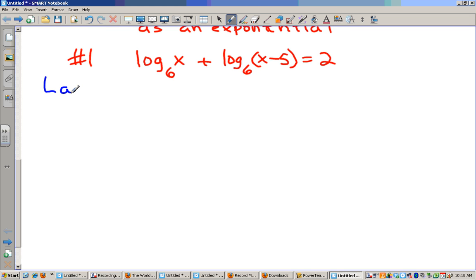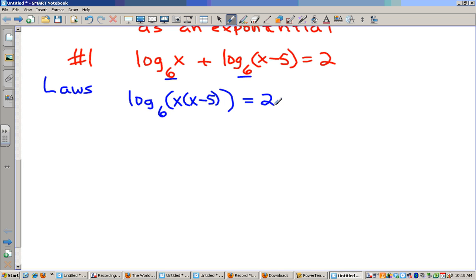So we're going to use our laws. We are just going to look at the left-hand side. The left-hand side can be combined into one log. Do you agree? Because they both have a base of 6, right? So the left-hand side we're going to write as log base 6 of what? x times x minus 5. That's right. Equals 2. The 2 is just on the right-hand side.